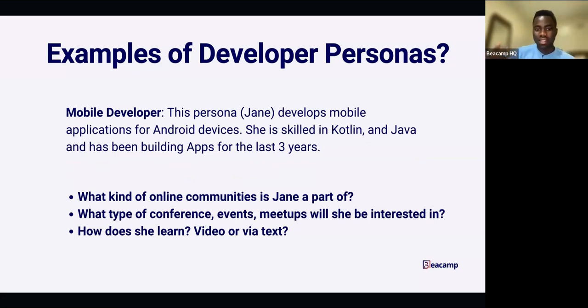Once we get the answer, our marketing strategy will be going to meet Jane at that place she is. If we can find 3,000 Janes at DevFest Lagos or DevFest Aba, we can propose to sponsor the next event. So we can go and meet the 13,000 more Janes at the event to speak to them about the product. The next question is, what type of conferences, events, meetups will she be interested in?